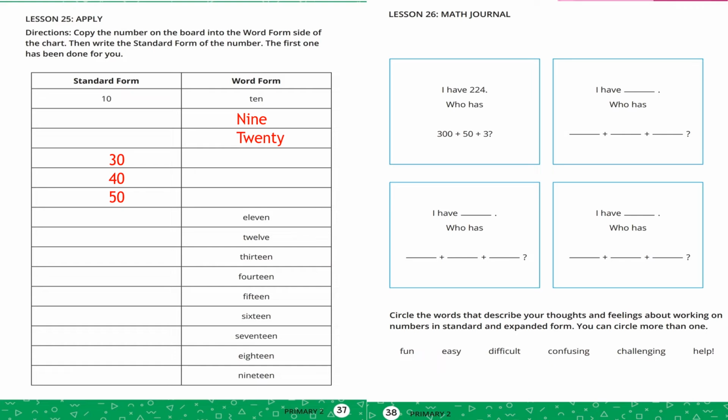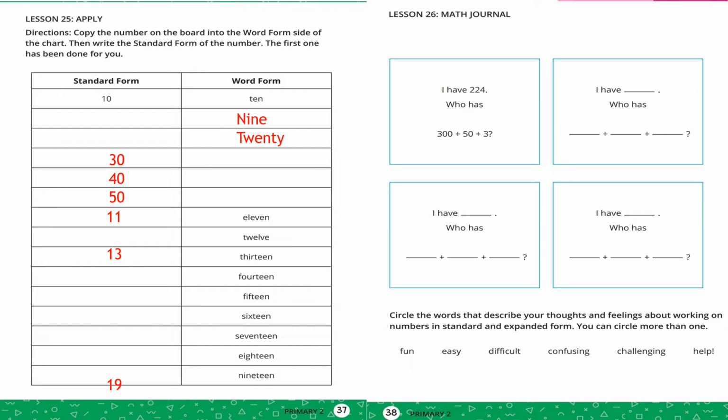For example, 11 in word form. We can write it as digits in the standard form. Another example, 13. We can write it as digits in standard form, and also 19.